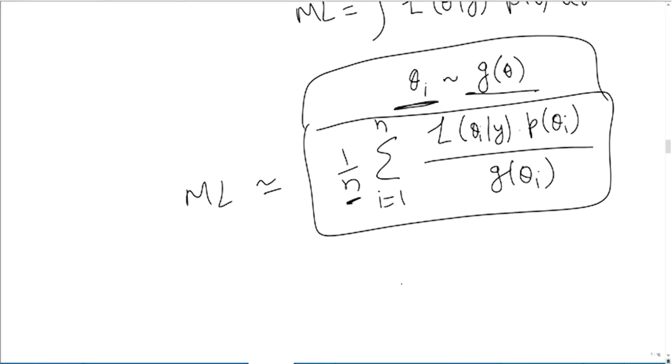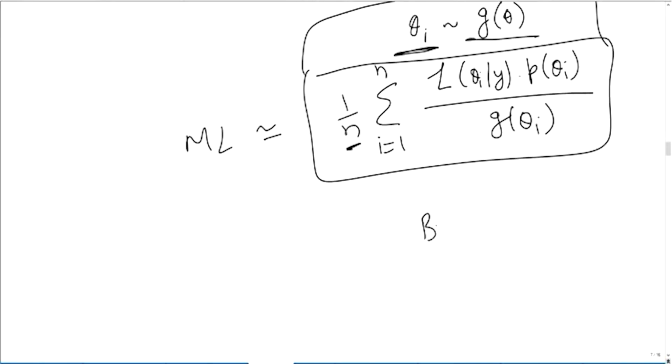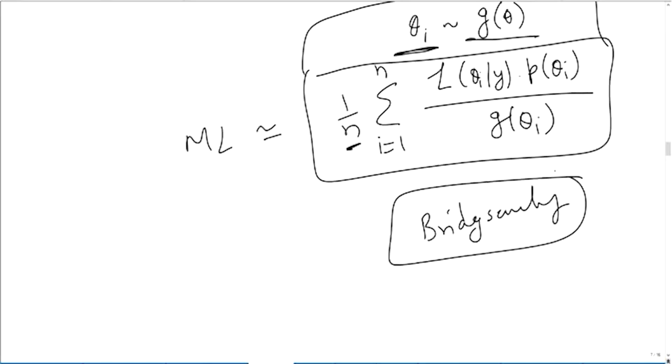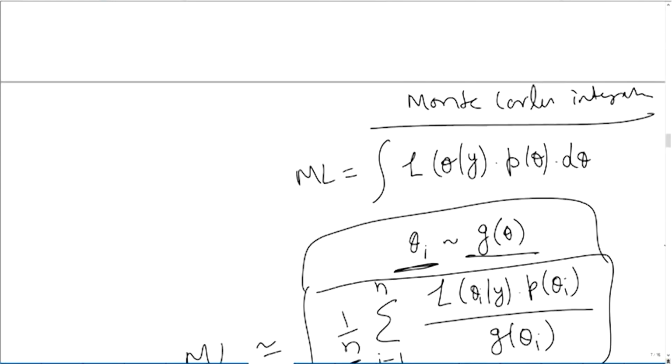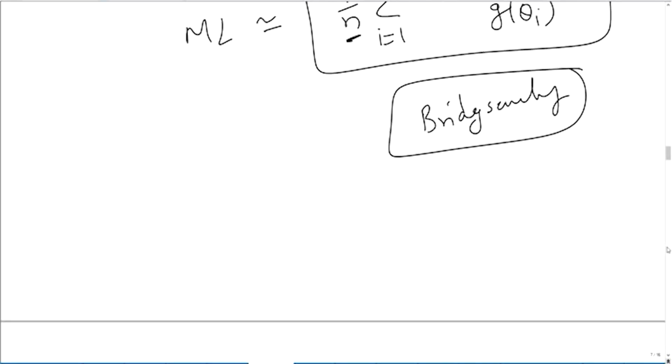But there are more sophisticated algorithms, for example, bridge sampling. You will find it in both Python and R. This is a package that you can use to estimate Bayes factors and marginal likelihoods. So, this is a brief intro on Bayes factors.